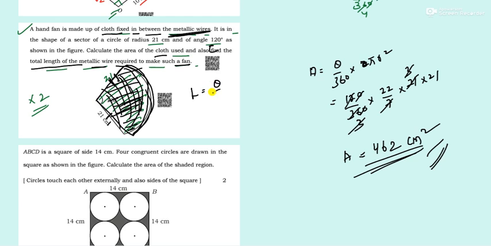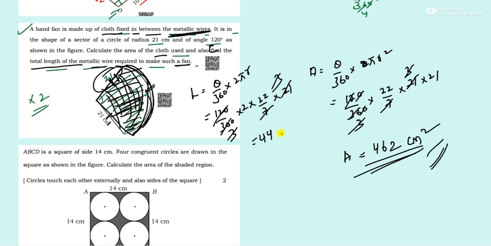So length of arc is theta by 360 into 2 pi r. So 120 by 360 into 2 into 22 by 7 into radius is 21. So again 3 is a 7, 3 is a 3 gets cancelled. It is 44. So length of arc is 44 plus 21 plus 21. How much is this? 4 to 6, 6 to 8. 86 centimeter long wire is needed, metallic wire is needed to make this fan. Got it? I hope you have understood this.